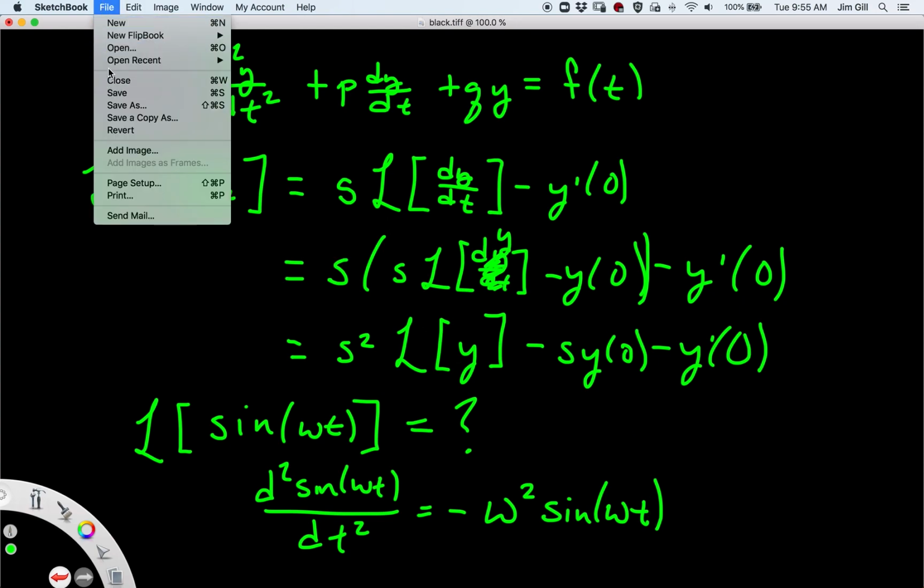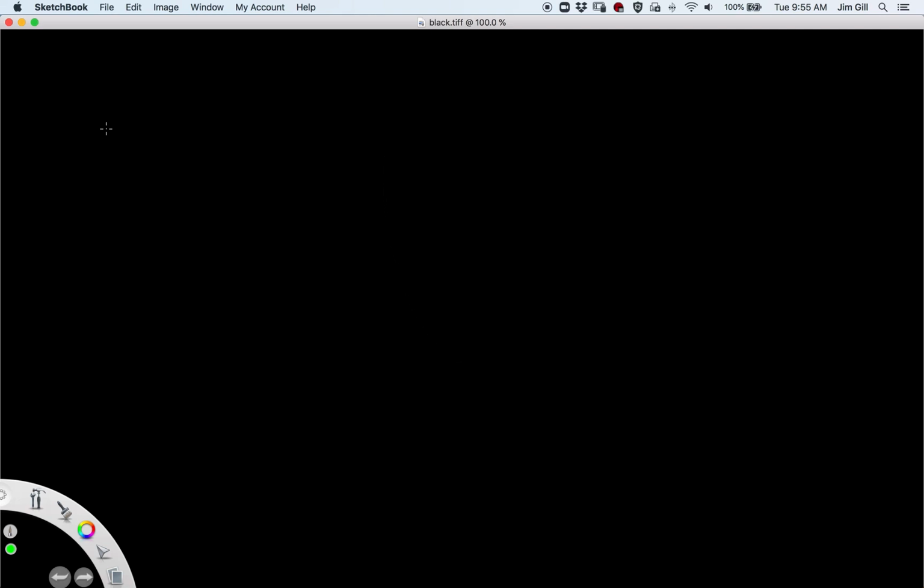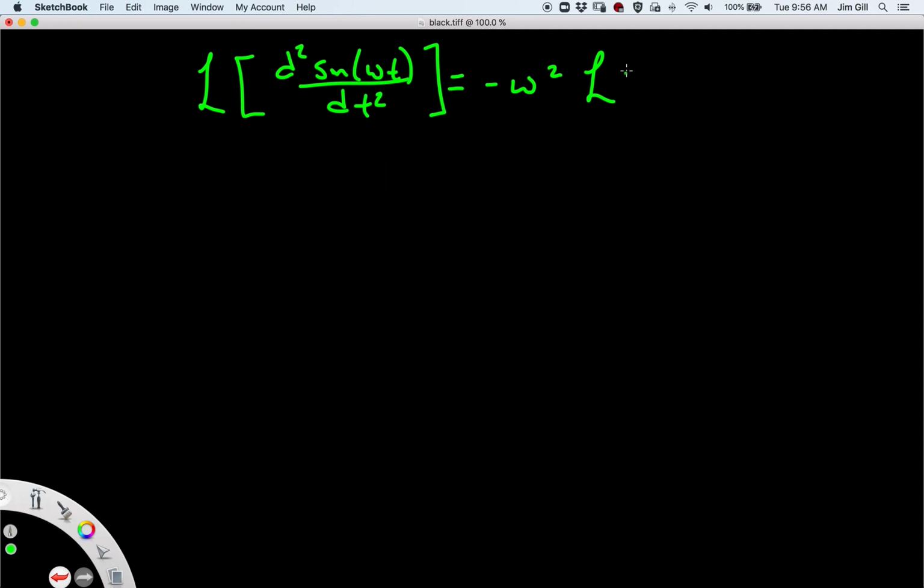So let me clear this out. Using that property and taking the Laplace transform of both sides, we would get the Laplace transform of the second derivative of sine of omega t is equal to negative omega squared times the Laplace transform of sine of omega t. This is because negative omega squared sine omega t is the same thing as the second derivative of sine omega t. And remember, omega is a constant, so it comes out of the Laplace transform. It's not a variable in this situation.